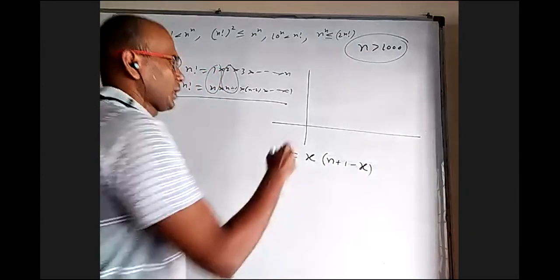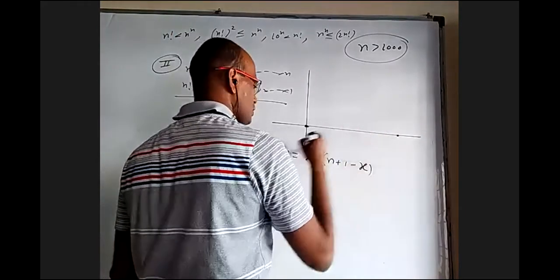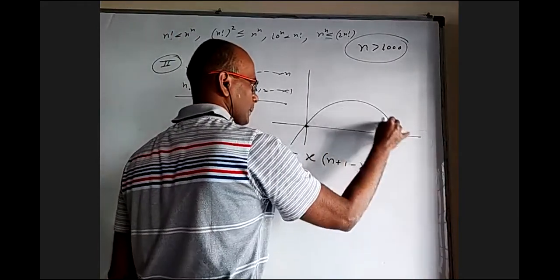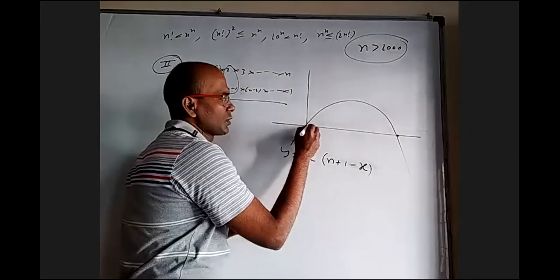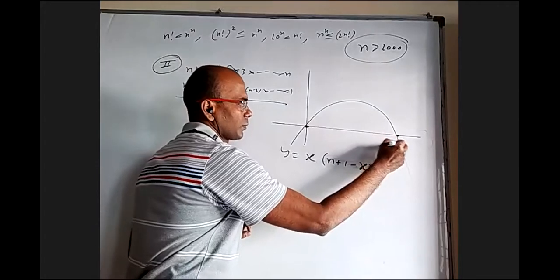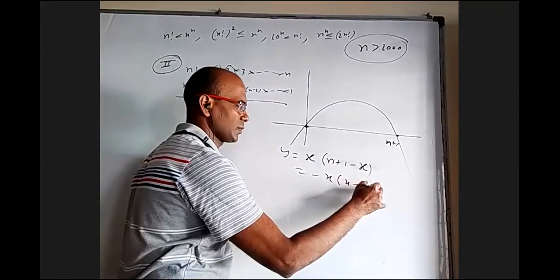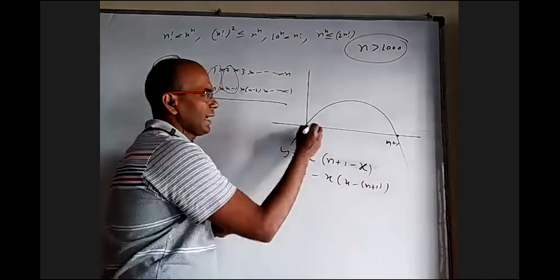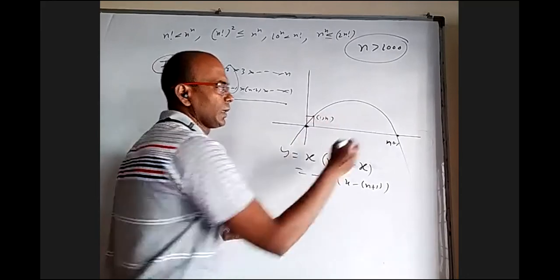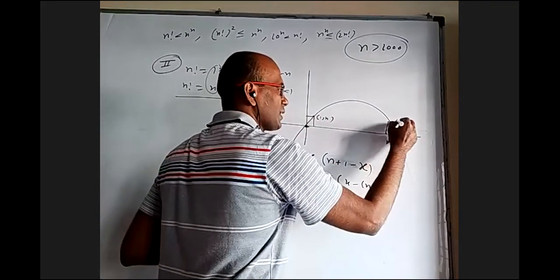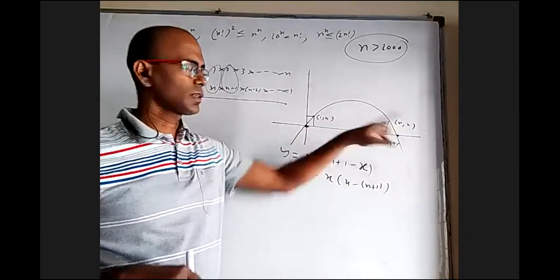which is a downward parabola. At 0, it is 0. At n plus 1, it is 0. It is like this. At 0, it is 0. This is n plus 1. This is actually minus x into x minus n plus 1. At 1, what is the value? This point, 1 comma n. At n, what is the value? n comma n. At 1 also the y coordinate is n. At n also it is n.